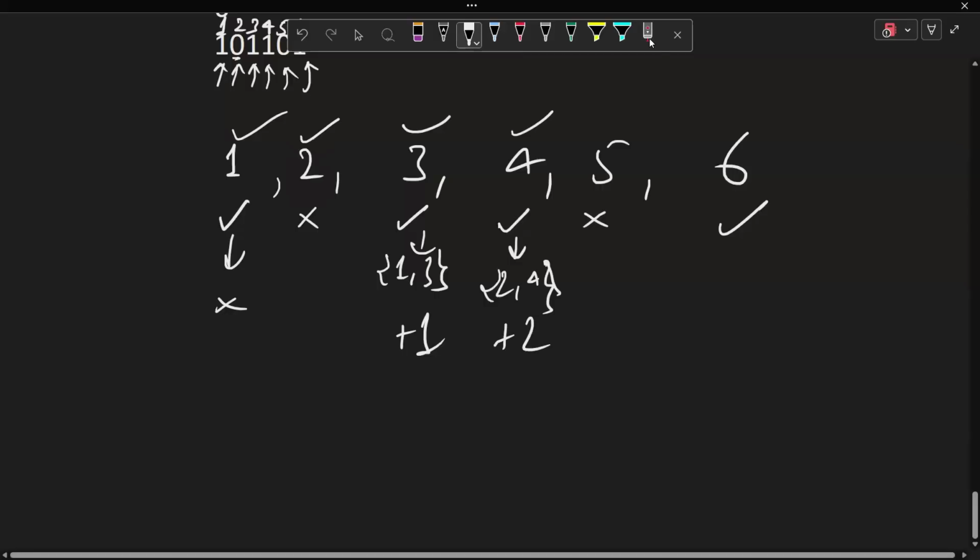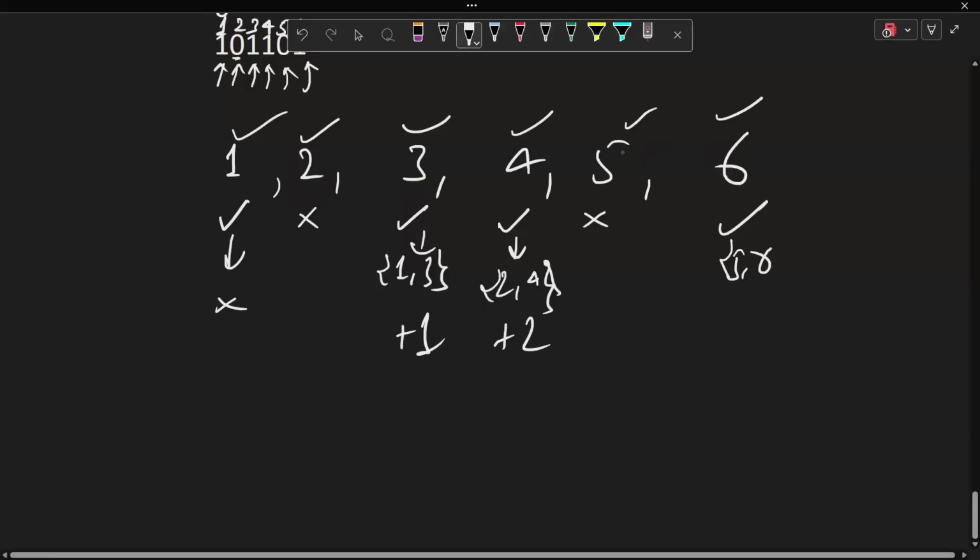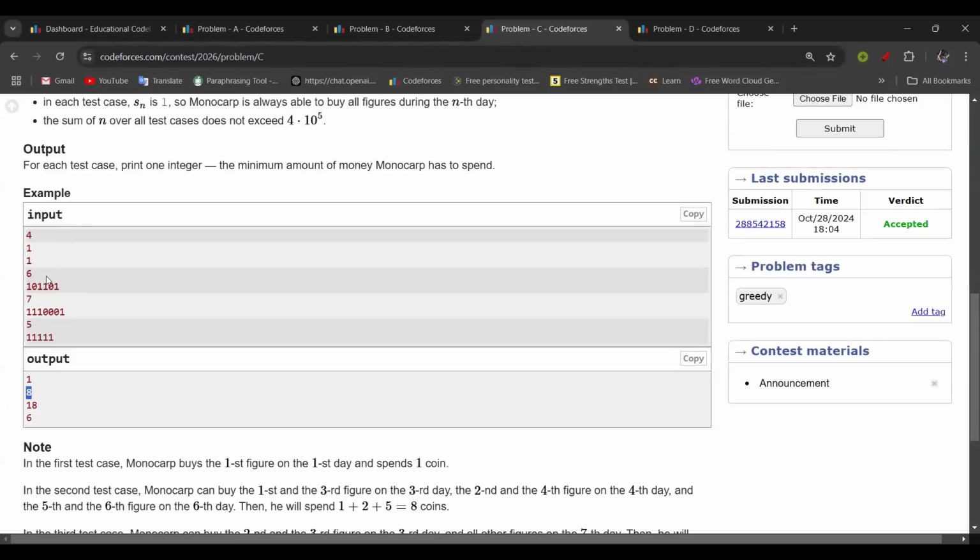This fourth was free. On day 5, he doesn't visit. On day 6, he buys both the item number 5 and 6. They both are bought and that would cost only 5 coins. This 6 would be free. So in total 1 plus 2 plus 5, in 8 coins only he is able to buy all the items. So this 8 was the minimum, the best possible way with minimum coins he can buy all the items. So this was the answer for this test case.